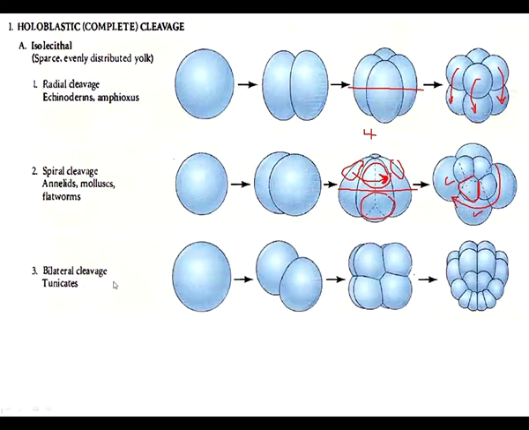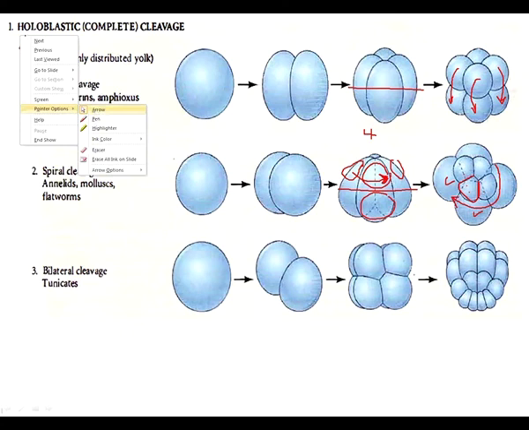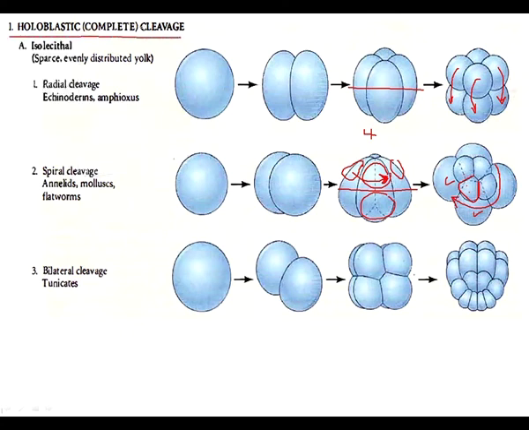It's actually a type of holoblastic cleavage as well, because you can see the general title here. These are the types of holoblastic cleavage, which means complete cleavage. So the cells are completely cleaved at every stage. So you can see you have the 2 cell stage in the bilateral cleavage, which occurs in tunicates.